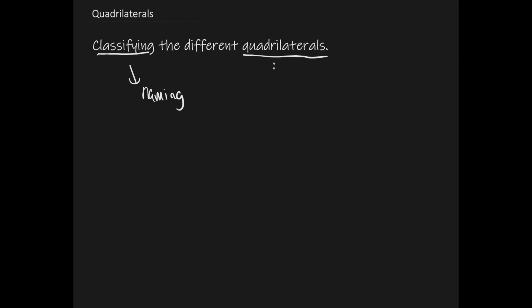And a quadrilateral is a polygon. It's a polygon with 4 sides. So any polygon with 4 sides is called a quadrilateral.